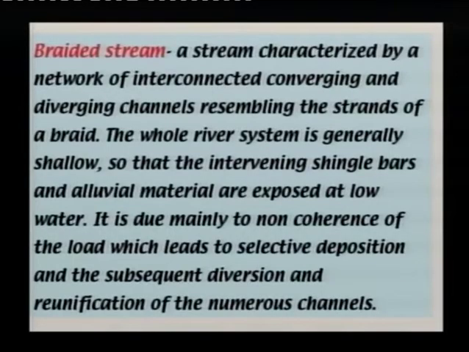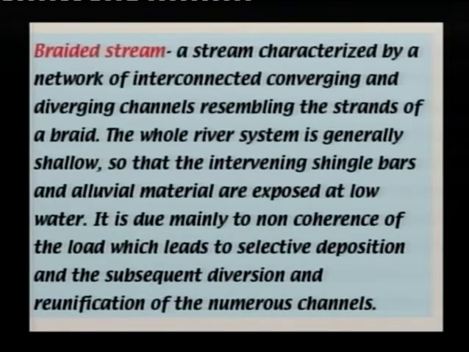Okay, we also looked at the information on river braiding. We were looking at the definition as well as the formation of braids or braiding in rivers, and the definition now given from the monitor. Braided streams are streams which are characterized by a network of interconnected, converging and diverging channels resembling the strands of a braid.